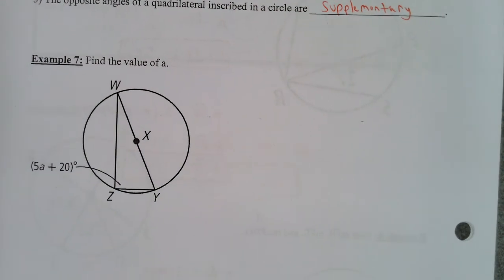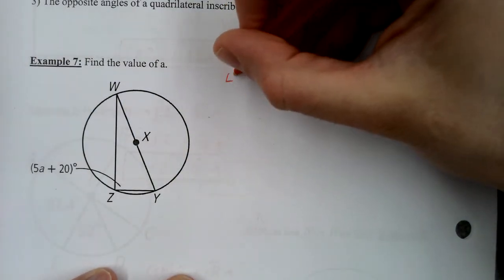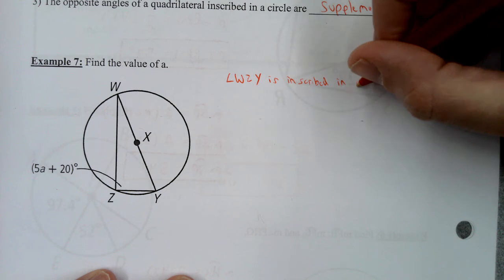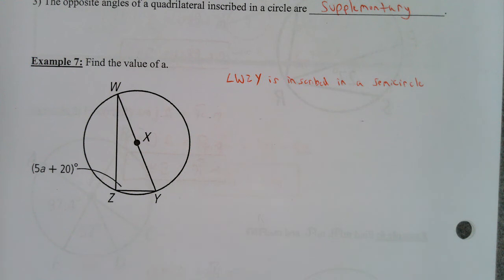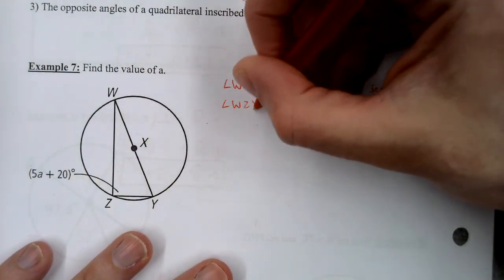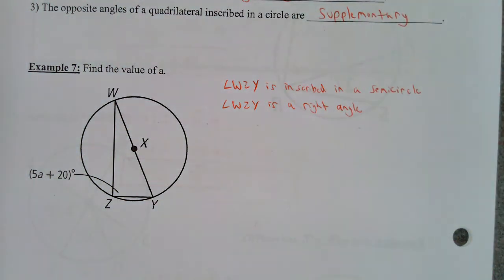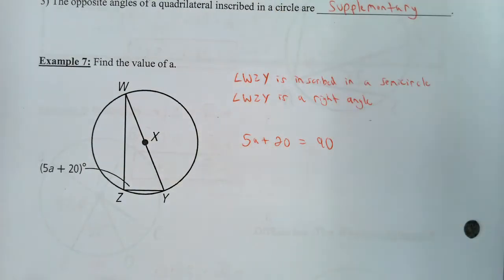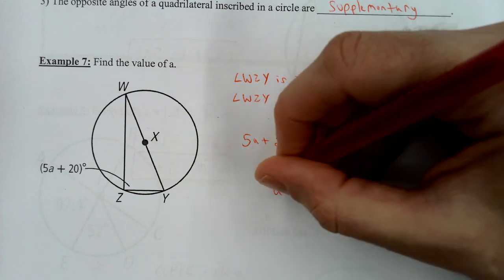Okay, so two more examples. Find the value of A. Well, angle WZY is inscribed in a semicircle. That means WZY is a right angle. So I'm going to say 5A plus 20 equals 90 and solve. Since it is inscribed in a semicircle, it's half of 180, so that's why it's 90. 5A equals 70, A equals 14.